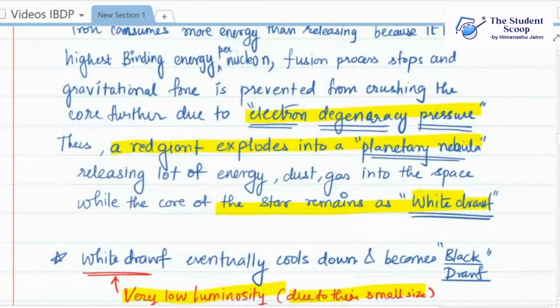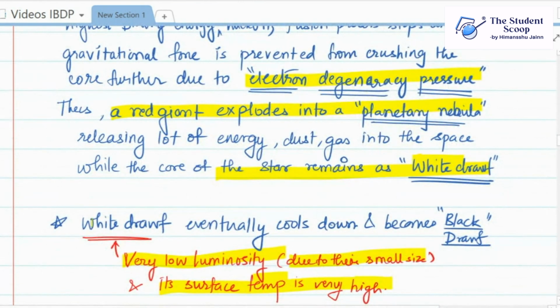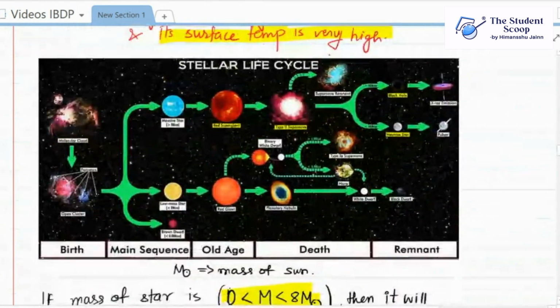Okay, and a white dwarf can also eventually cool down into a black dwarf because there is no fusion happening. So it has to cool down by radiation over a period of time, but it will take a lot of time, even more billions of years than the overall lifespan of the star. Okay, so a white dwarf is very low luminosity. It is small in size, but it has a very high surface temperature. Okay, this is stellar evolution.